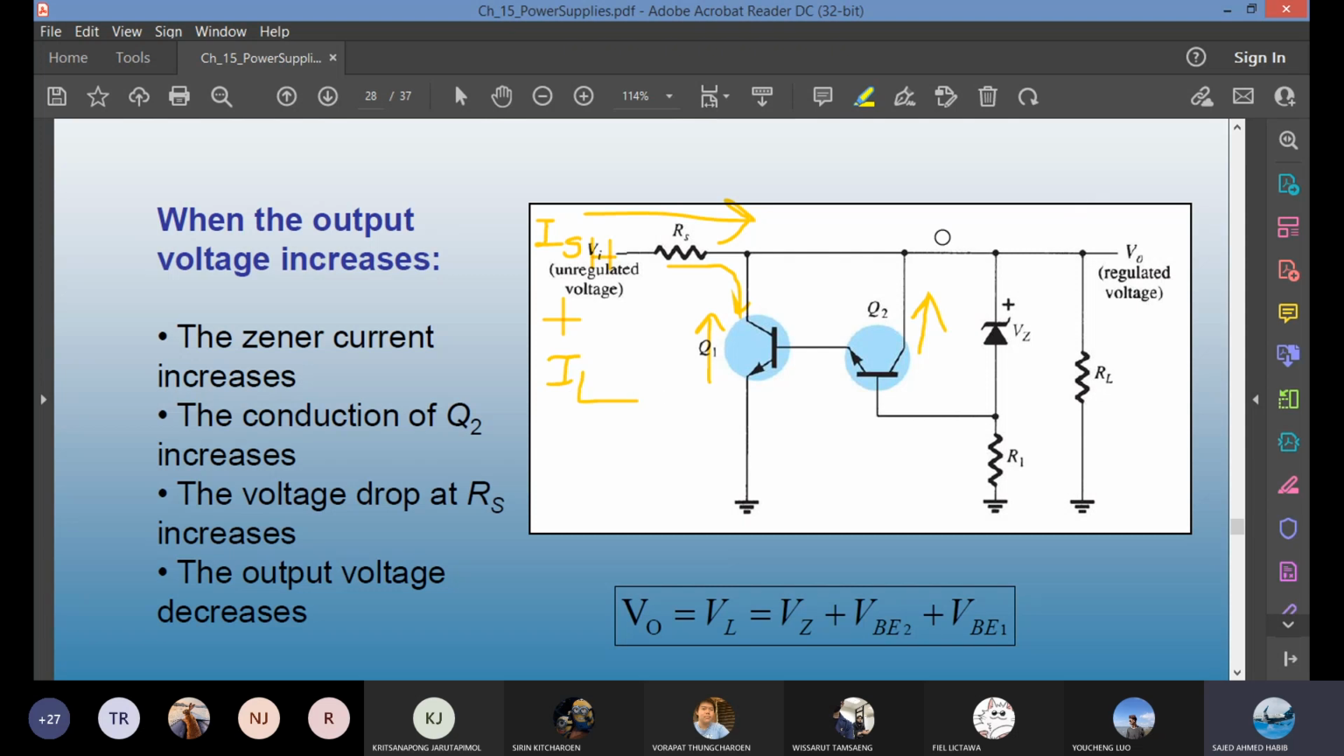Let's call it I load. Normally, all of them will flow here. The output voltage tries to increase, which means what? The current is more. We have a fixed RL resistor, so the current is more. Then the Zener conduction increases. Q2 increases, Q1 increases, which means it is pulling down more current.